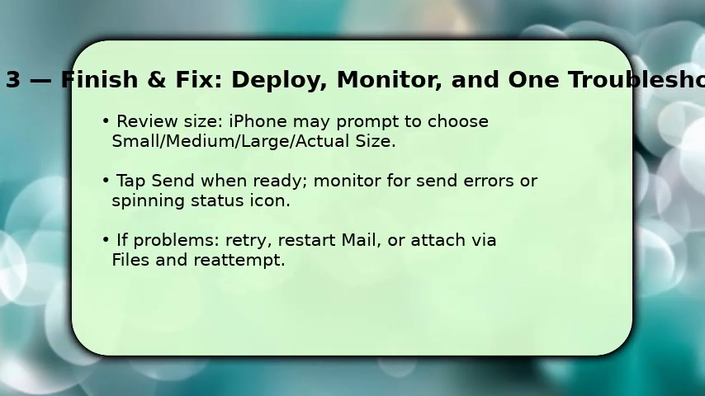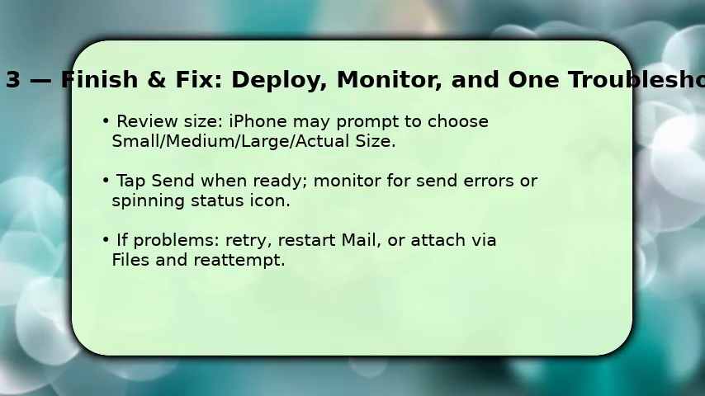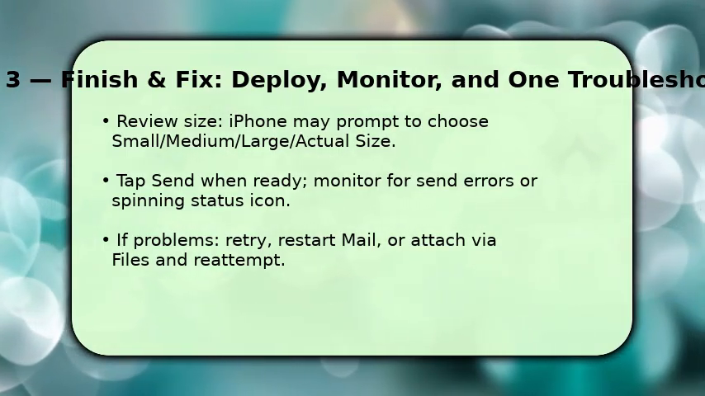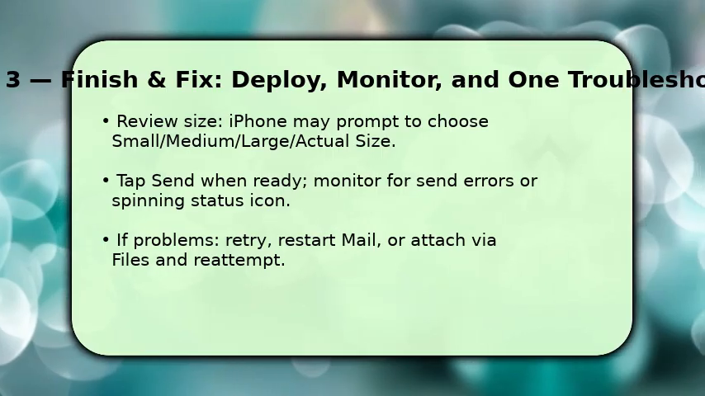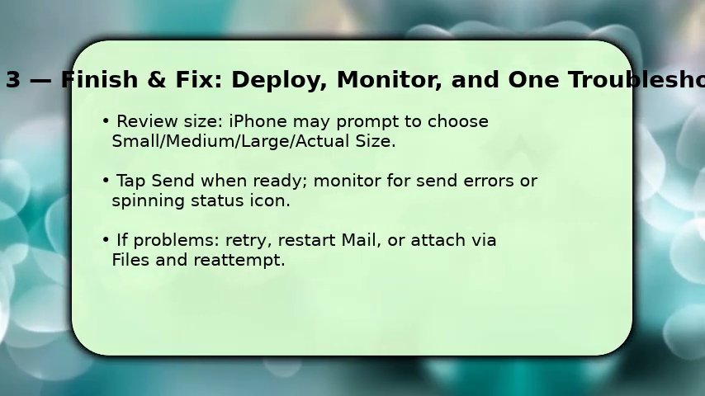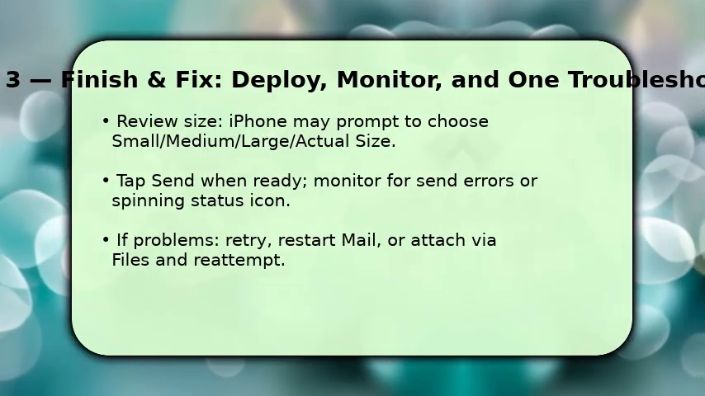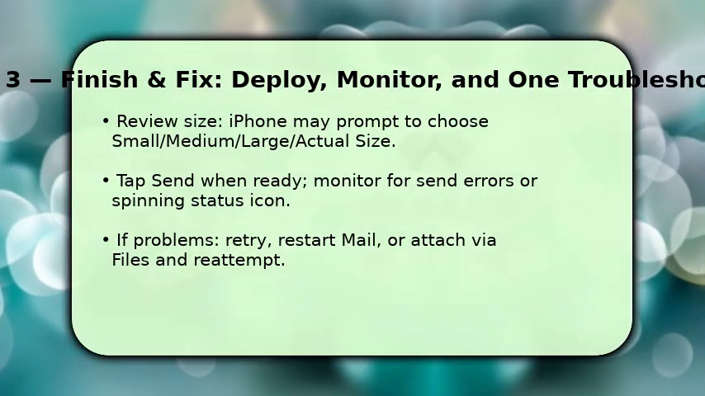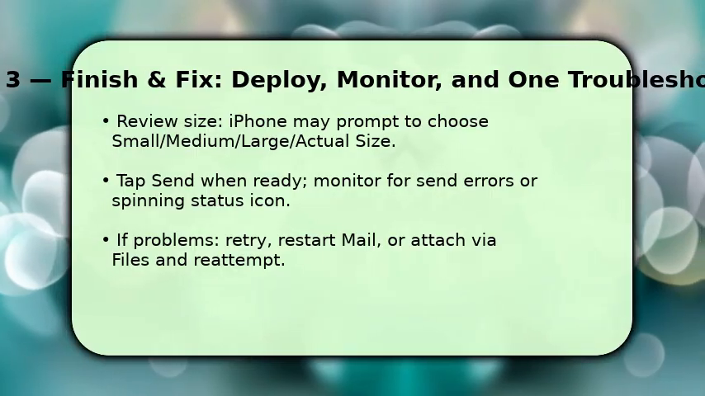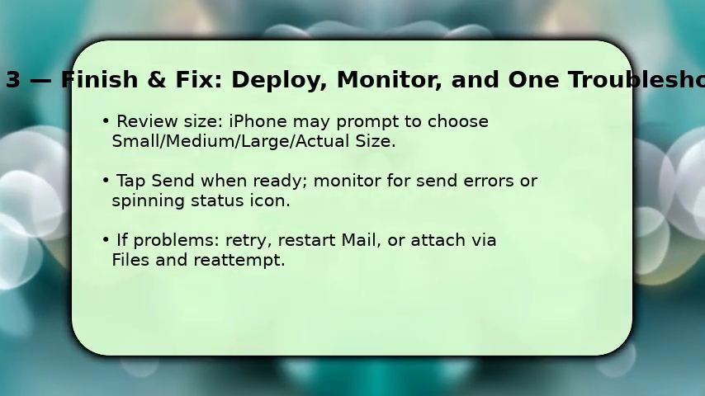A spinning circle means it's uploading. If it fails, try again, cancel, reattach, and resend. If issues persist, force close Mail, restart your iPhone, or save the photo to Files and attach from Files. That can bypass size or encoding problems. One tip: ensure the recipient's address is correct, because undeliverable bounces can be misleading.